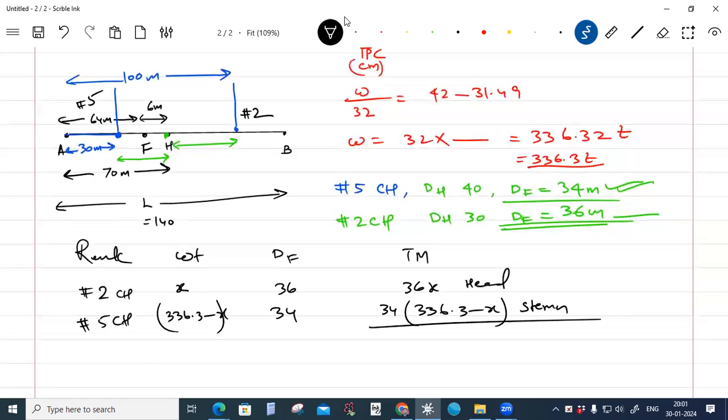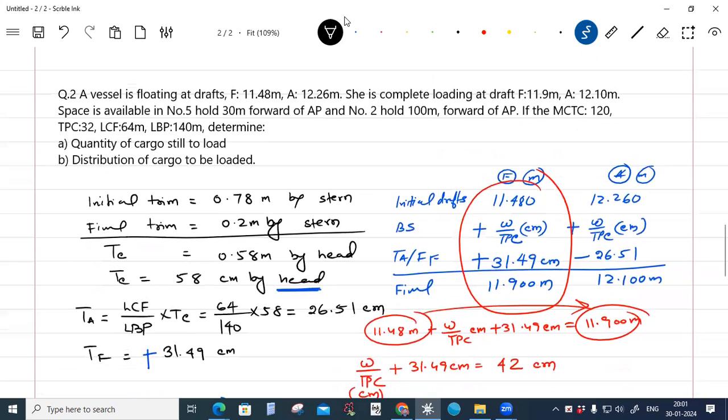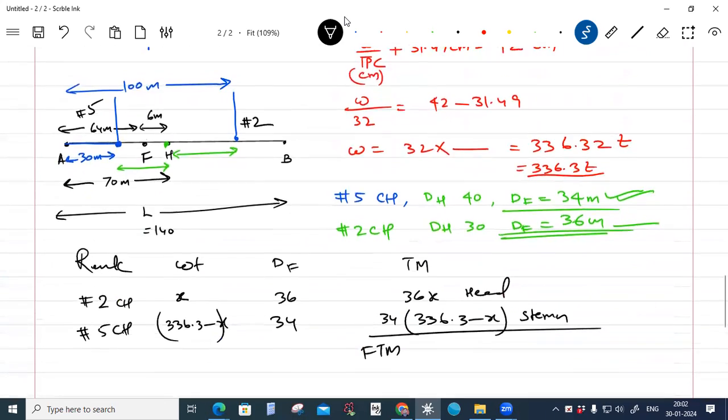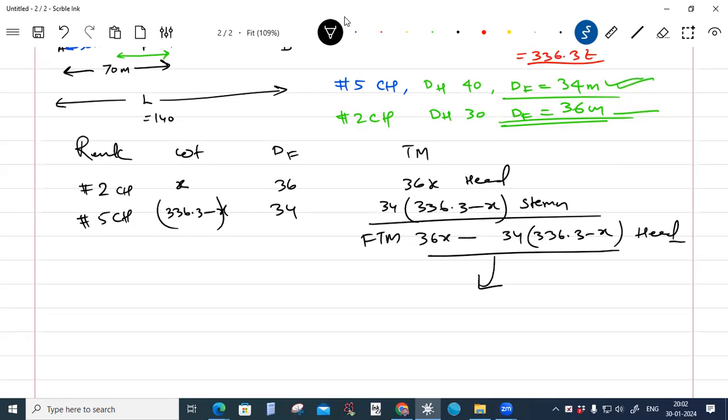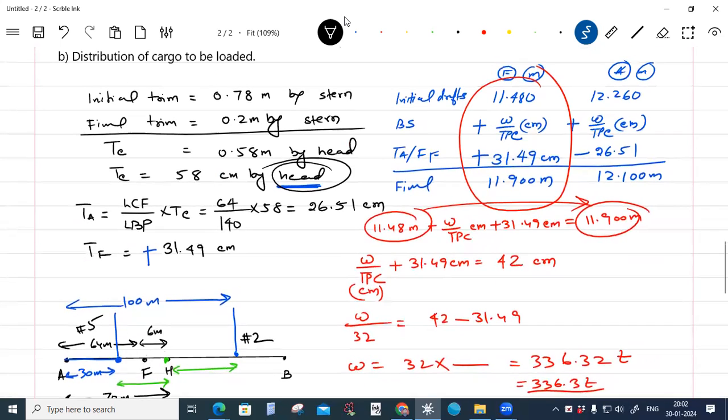What should the final trimming moment be? The final trimming moment is by head. So that means 36x minus 34 into 336.3 minus x. Only then will it be head. Equate it with the trimming moment which you need to calculate.